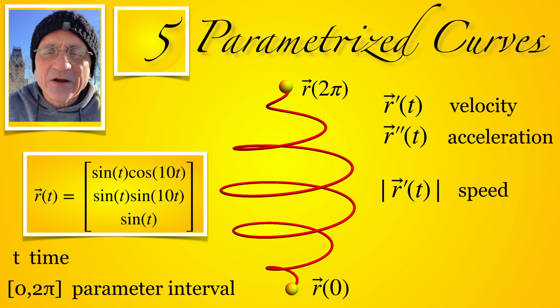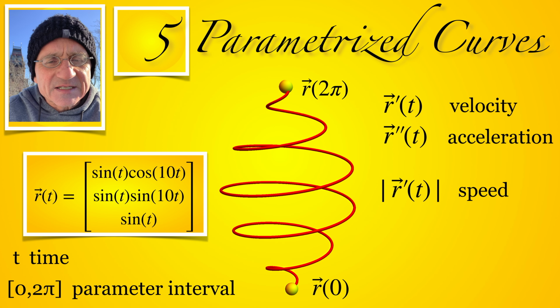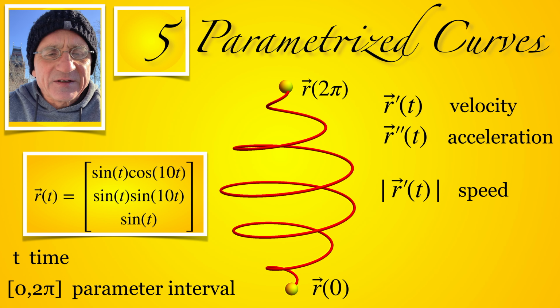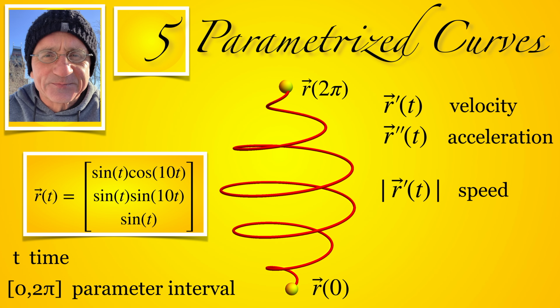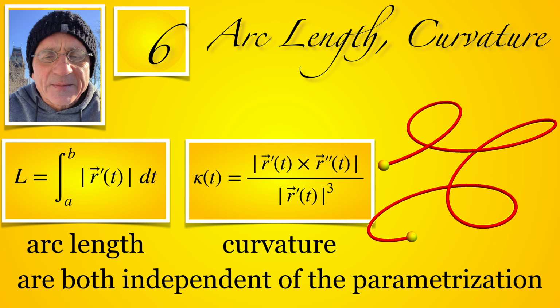A parameterized curve is a map from a parameter interval [a,b] to the plane or to three-dimensional space. If the parameter t represents time, then r(t) describes the motion of a particle. The first derivative is called the velocity, the second derivative is called the acceleration. The length of the velocity is the speed. The arc length of a curve integrates the speed over the parameter interval.